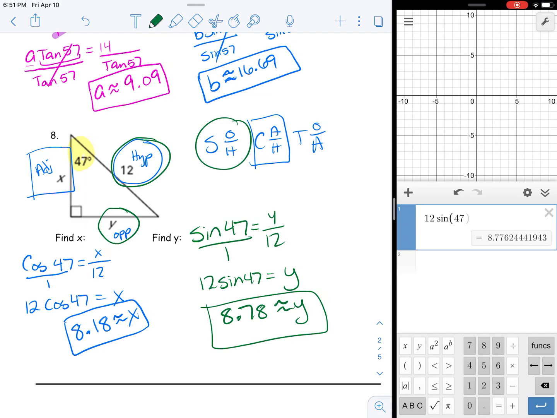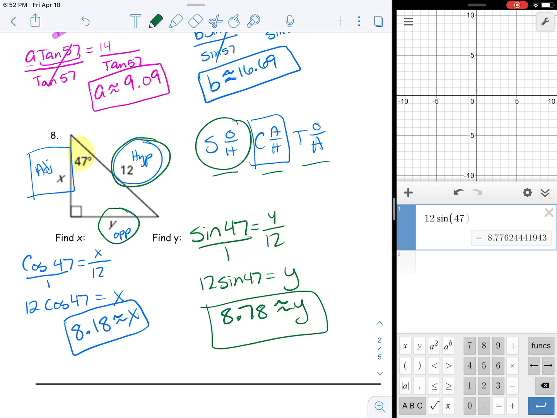Often the most popular question I get asked is, how do I know which trig function to use? And the way you know which trig function you want to use is by determining the side that you are given that you're going to use and the side that you wish to find. And then you look at, is that the opposite and hypotenuse? Is it the adjacent and hypotenuse? Or is it the opposite and adjacent? And that will tell you whether you want the sine, the cosine, or the tangent to get started.